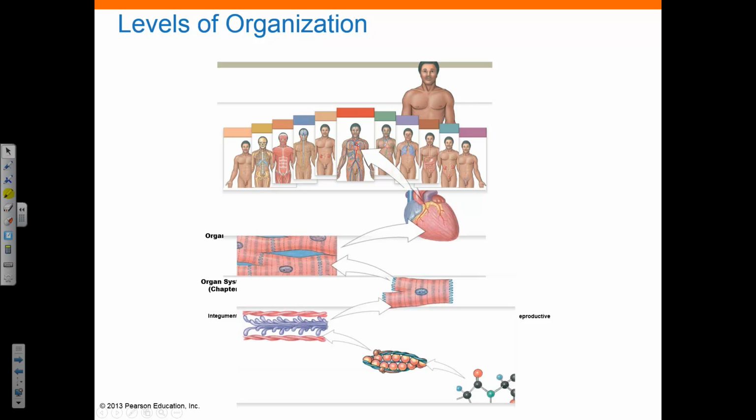This tissue, along with others, forms the heart at the organ level of organization. The organ system level in this example will then include the heart, blood, and blood vessels. And finally, at the organism level of organization, all of the organ systems of the body work together to support the health of the organism.